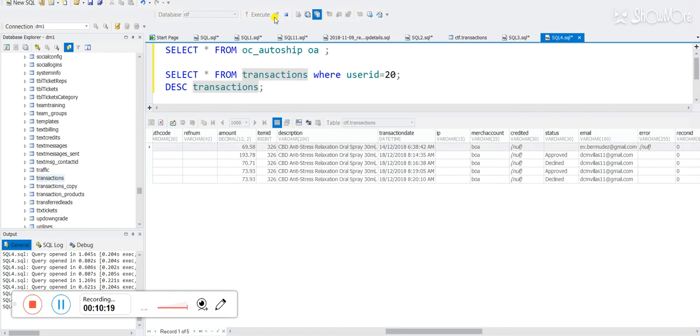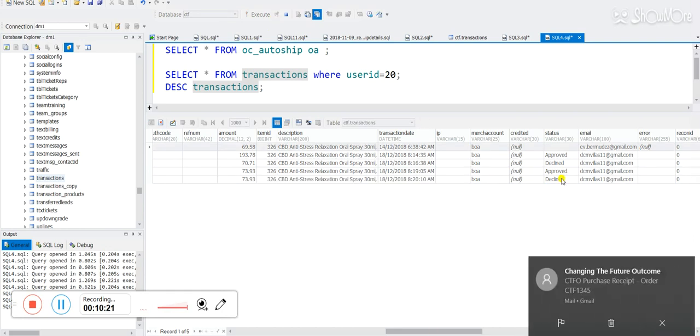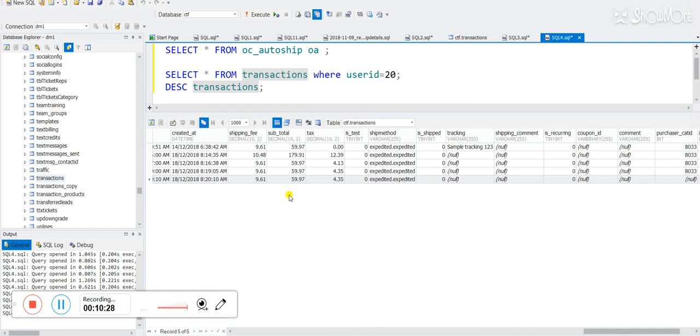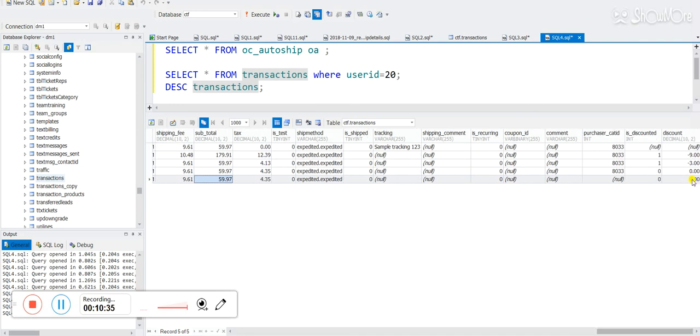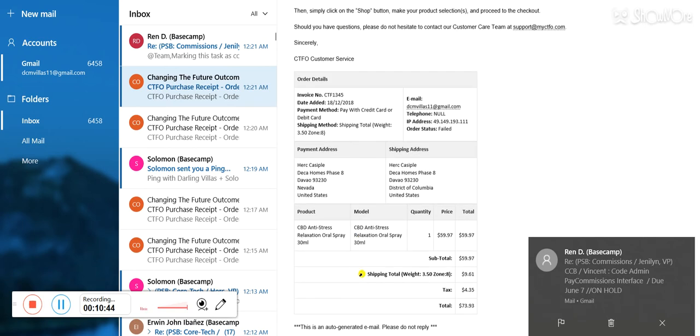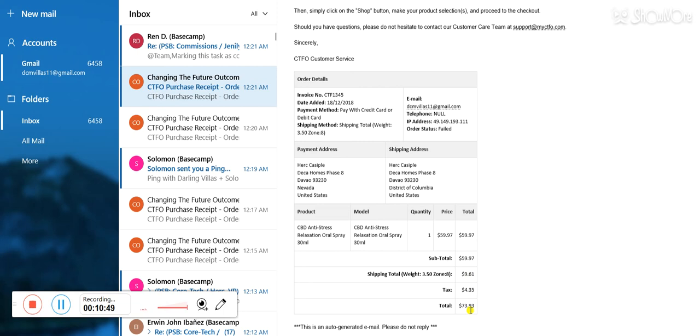Then same transaction again, this time declined. On the transactions table, same amount but declined. Same amounts but the latest transaction is declined. And then same thing, since it's not a discounted transaction, discount and discounted columns are blank. And then we also received the email for the failed transaction, with the same totals, 73.93. So that's all. Thank you.